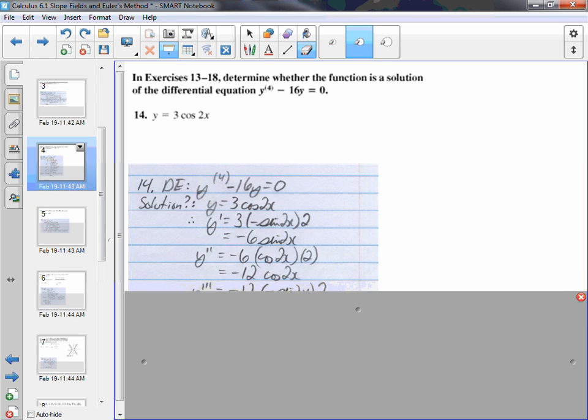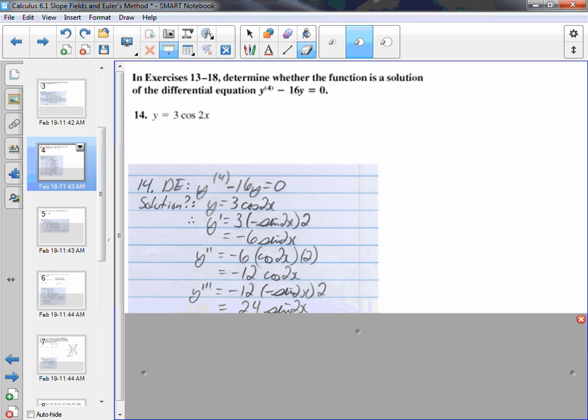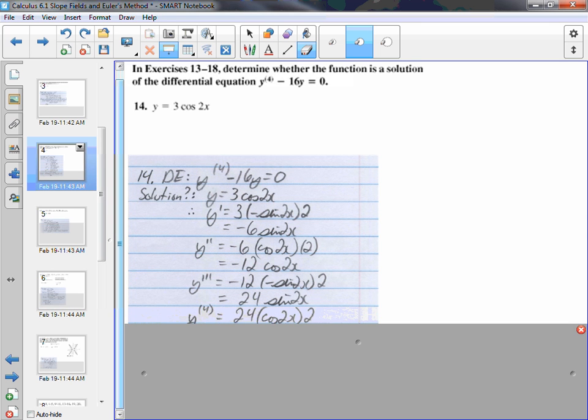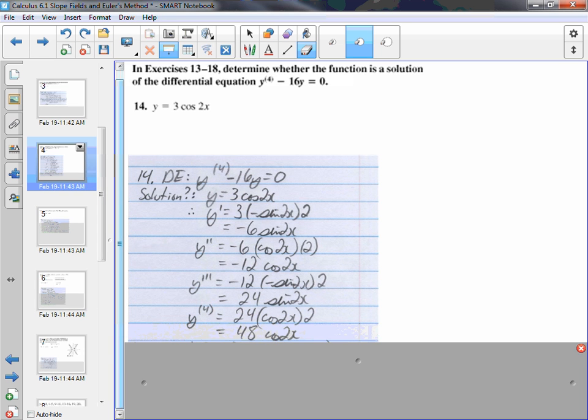All right, take the third derivative. Constant multiple rule again. That's negative 12. And then the derivative of the cosine of 2x is negative sine of 2x times the derivative of 2x. Now when we multiply all the constants together, we get a positive 24 sine of 2x. Take the derivative one more time. And we'll get 24 times the cosine of 2x times 2. So we get 48 times the cosine of 2x.